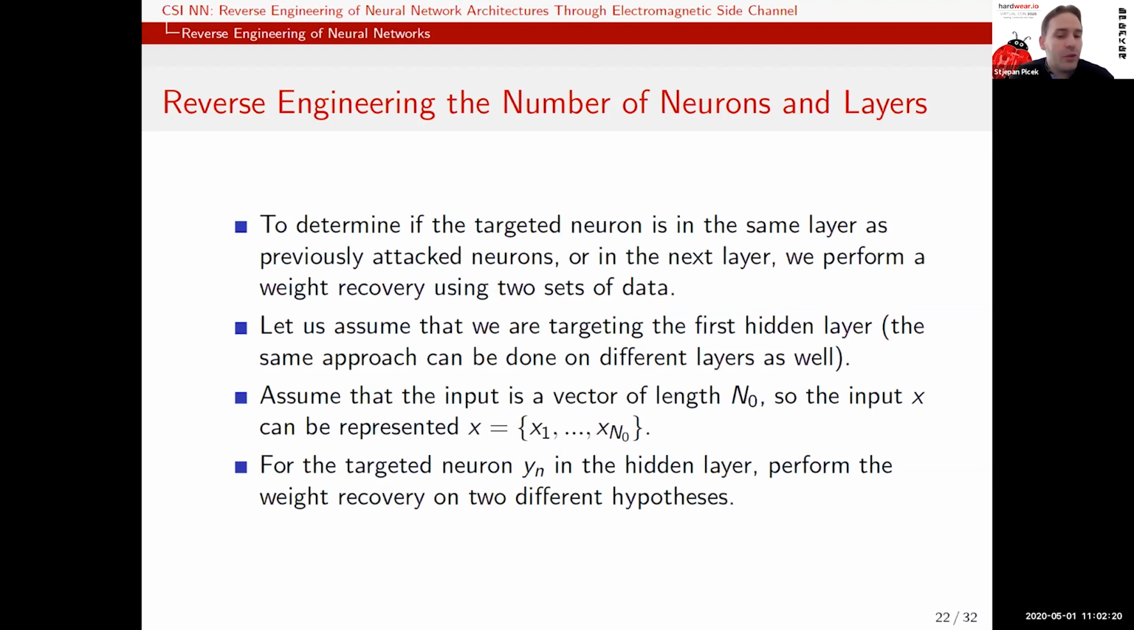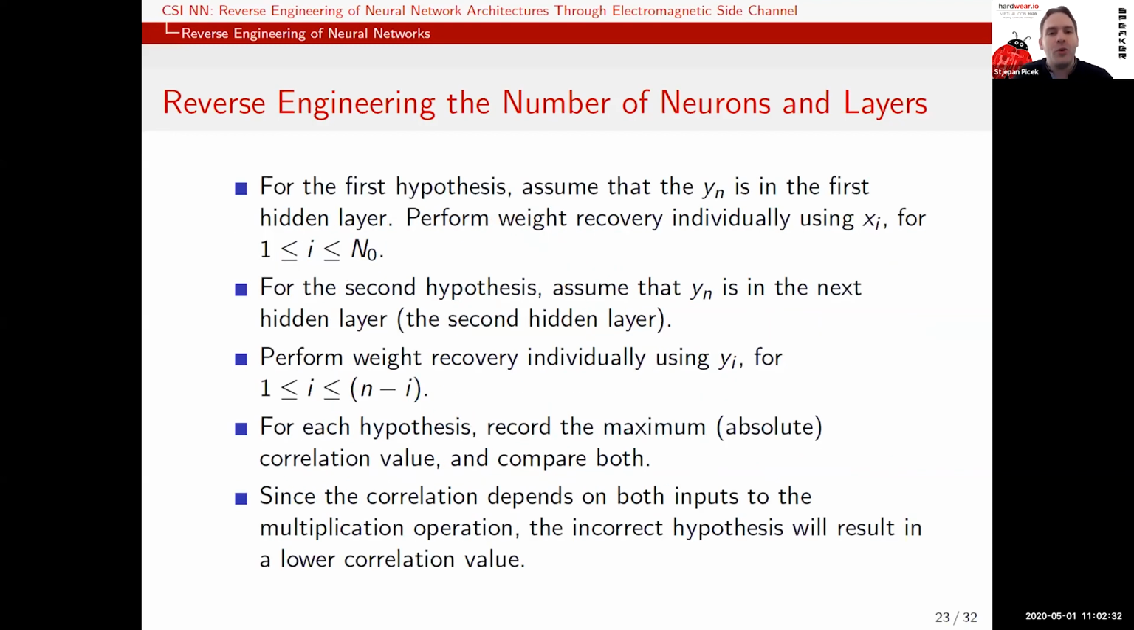Then for the targeted neuron in the hidden layer, we perform the weight recovery with 2 different hypotheses. This is the important part, 2 different hypotheses. The first one, we assume that the neuron is in the first hidden layer, and we do our weight recovery with that assumption. Then we do the second assumption that says, no, that neuron is in the second hidden layer. Because let's agree, if we aim at a neuron, it needs to be either in that layer or in the second one. Again, we repeat the experiments, we do the weight recovery, and then we record the maximum correlation value and compare.